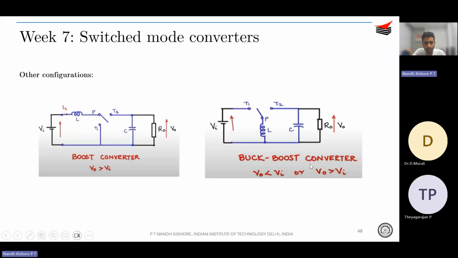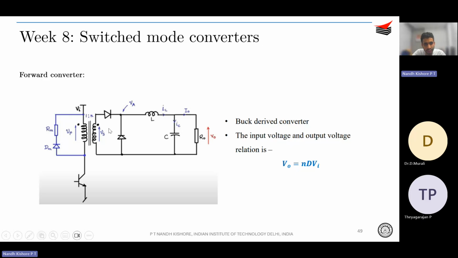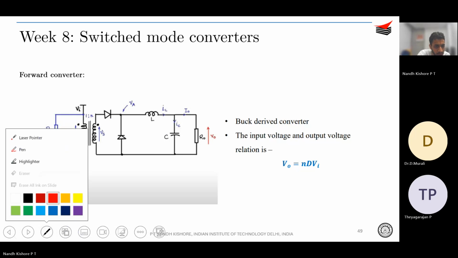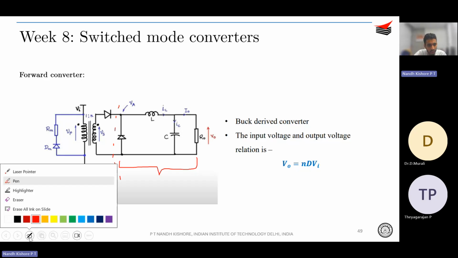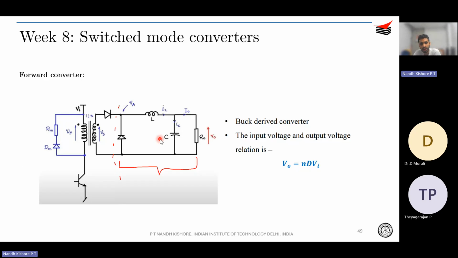So we come to what is known as the forward converter. You can understand the forward converter is kind of a buck-derived converter. The reason being that in the output side, between this and this, it is totally emulating a buck. This is the output side of a buck converter. Just that in the input side, we have an isolation. That's the only difference over here. So this is a buck-derived converter.